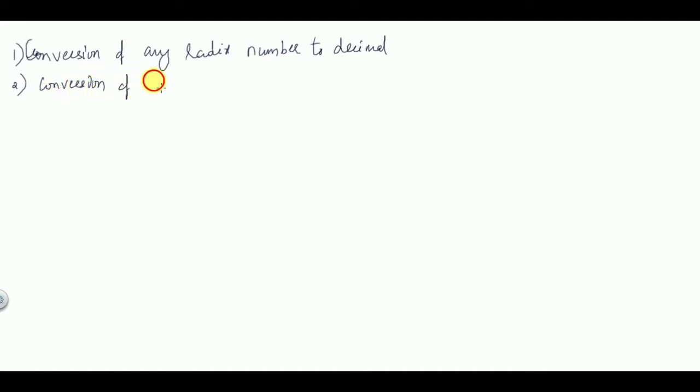So in this video we are going to learn about conversion of any radix number to decimal, that is to decimal number, and second we are also going to see conversion of decimal number to any radix number. Okay, so both the conversions we'll see in this video.